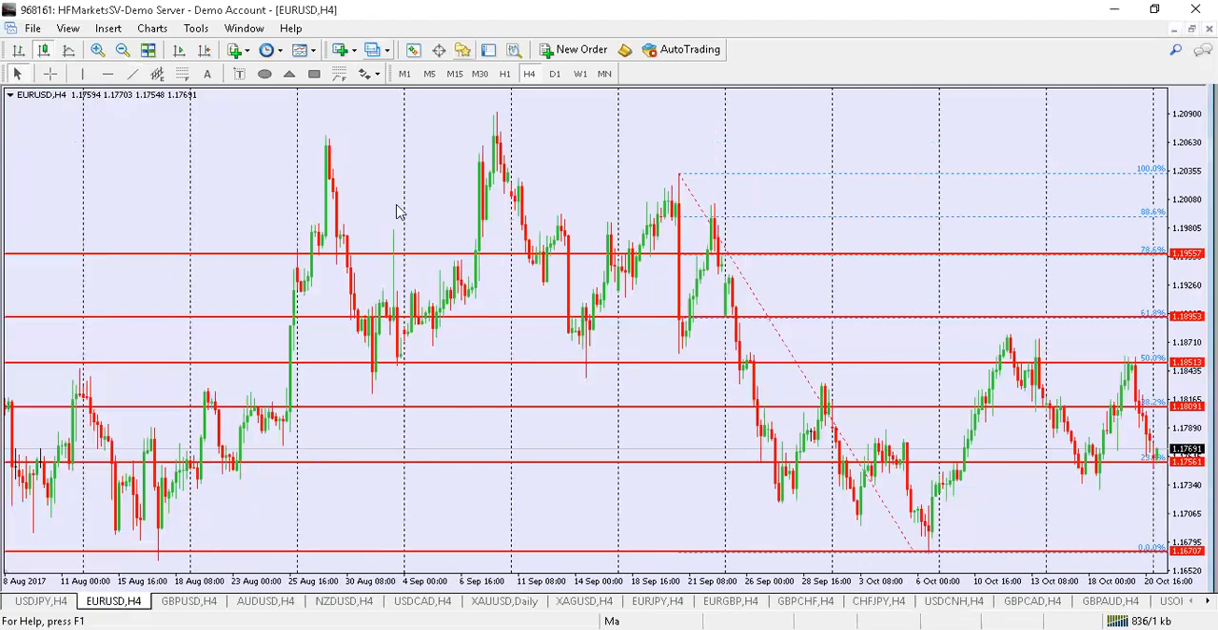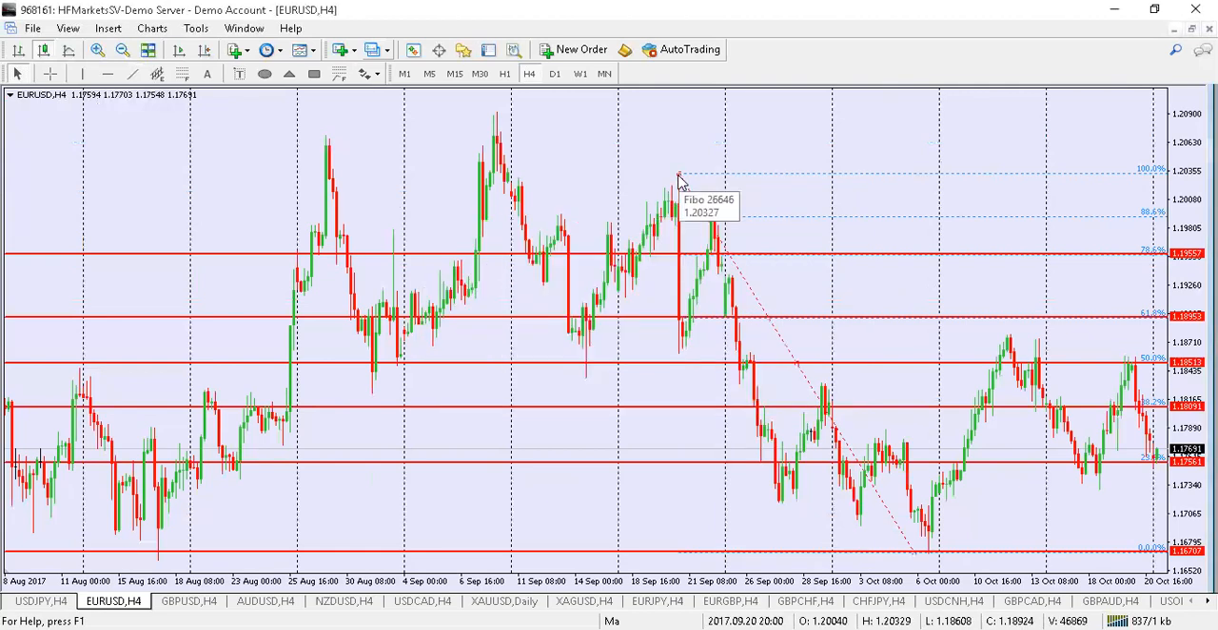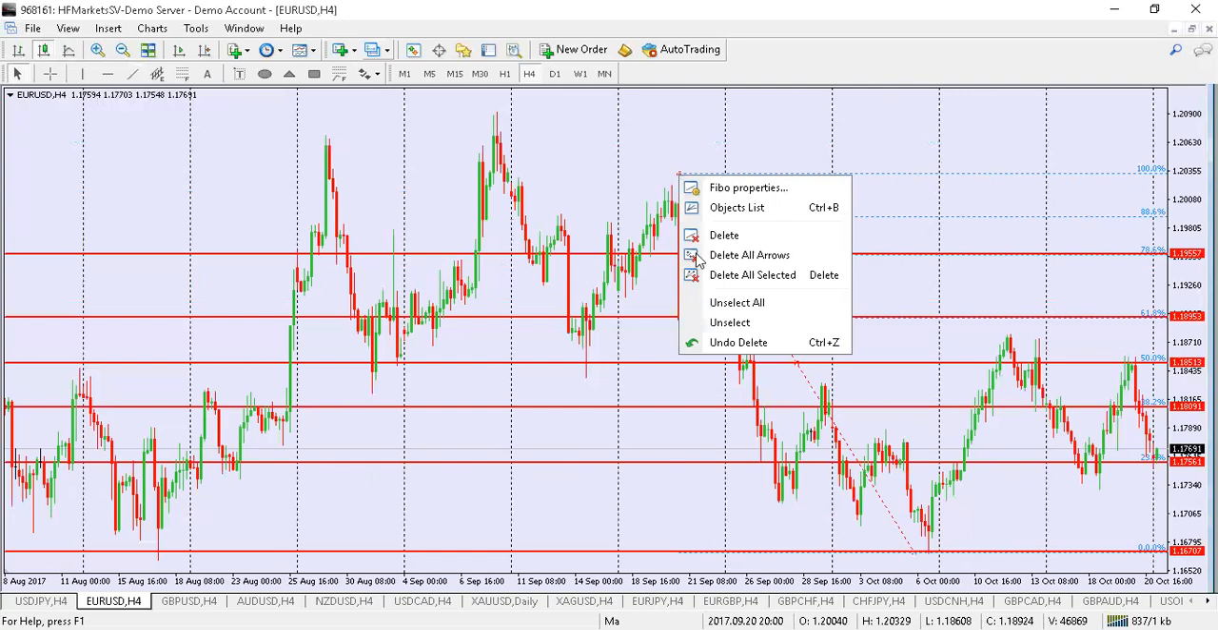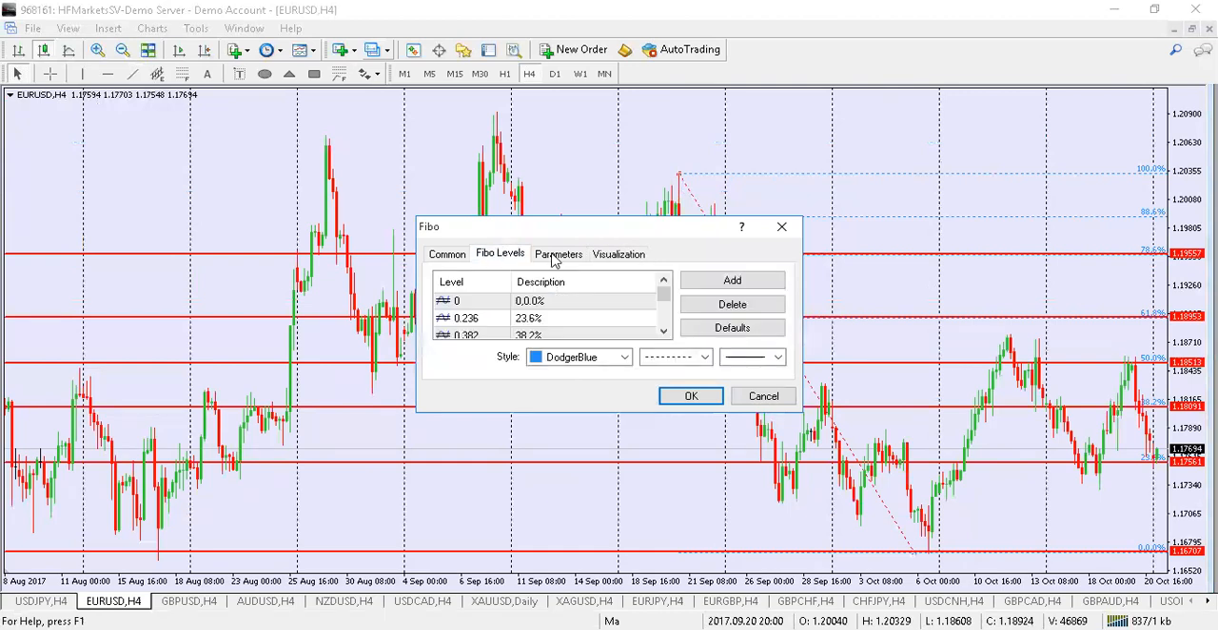Once you have it drawn like this, you can right click it, or for mine, I can double click to go to properties. Once you have the Fibo, you right click, go to properties, then go to Fibo levels. Then now add the rest. So from here you can add the rest.